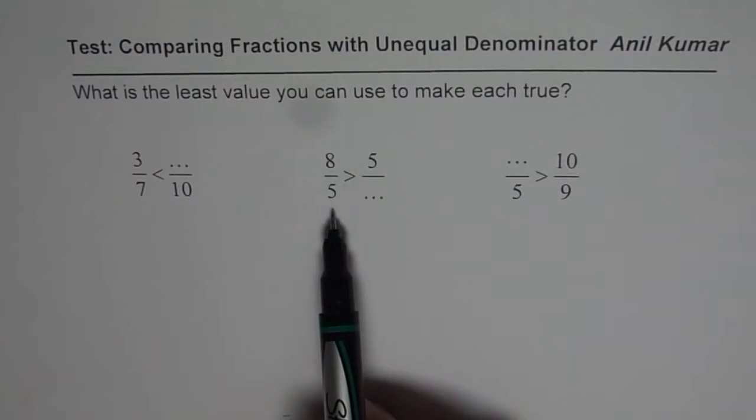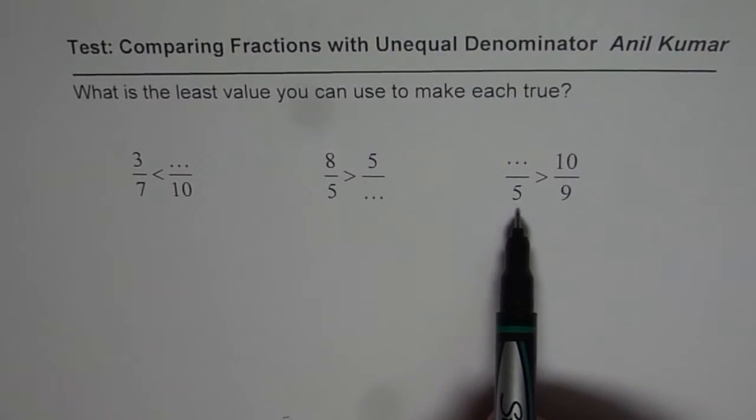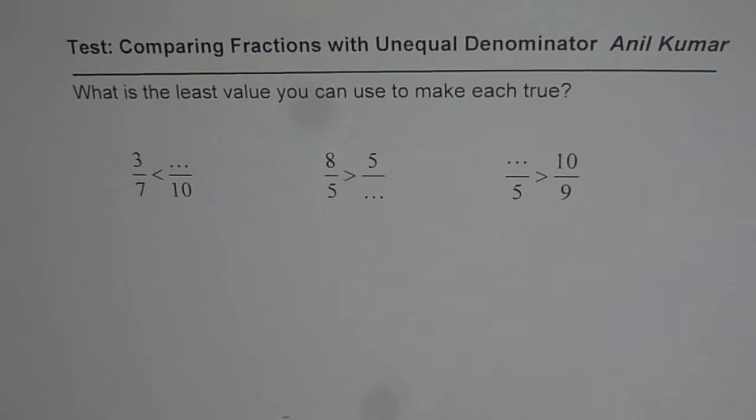Then we have 8 over 5 greater than 5 over something. Something over 5 should be greater than 10 over 9. So you need to find these numbers. You can pause the video, answer the question, and then look into my suggestion.